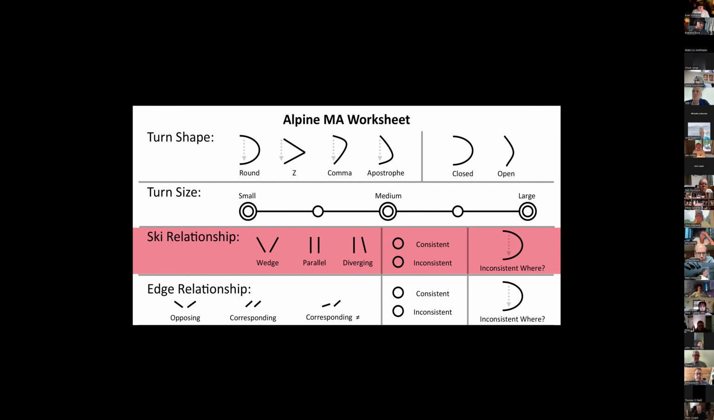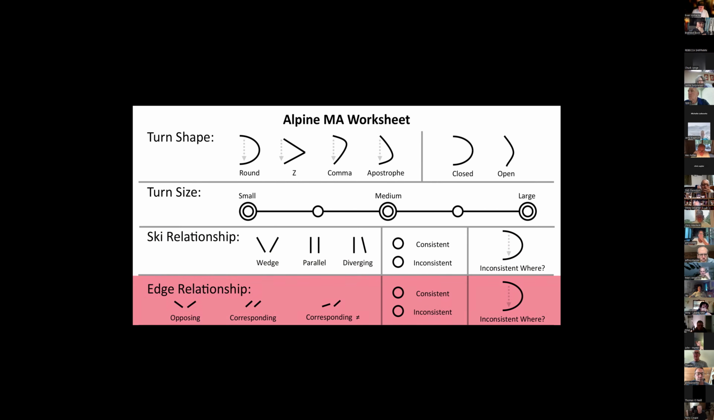Now, we might see some of these things happen in all different phases of the turn. You very well could see wedge at the top, parallel in the middle, diverging at the bottom. That's pretty typical out on the hill. But for tonight, what we're looking for is the maybe key deficiency that you see, wedge or diverging, and where is it happening in the turn? If they're doing a great job, which they very might be in some of these videos, you could certainly have them parallel and consistent all through it.